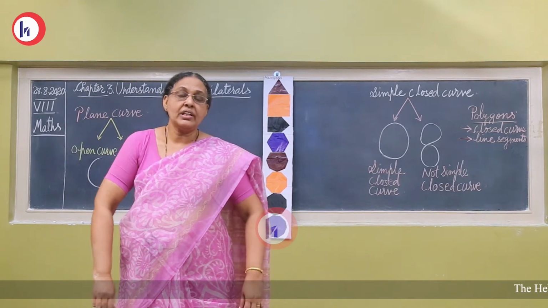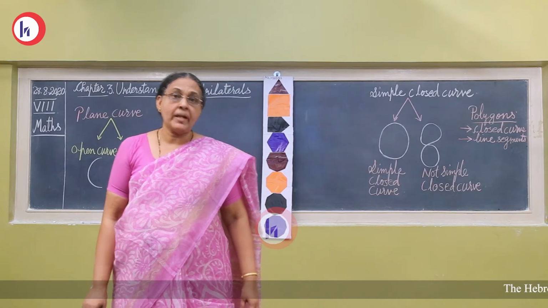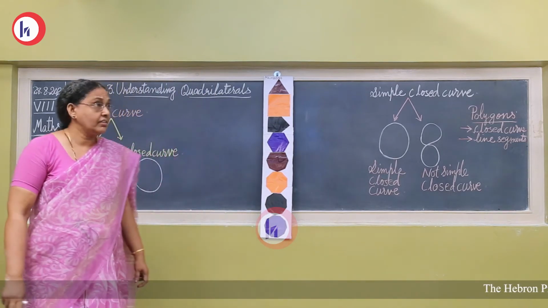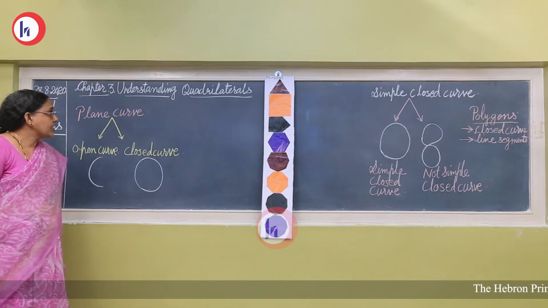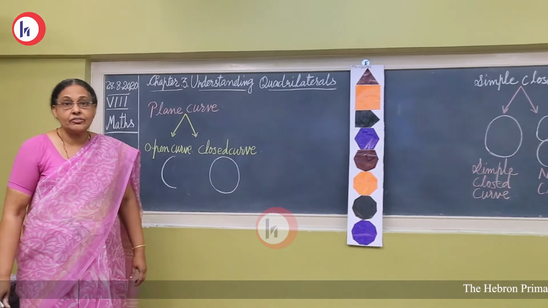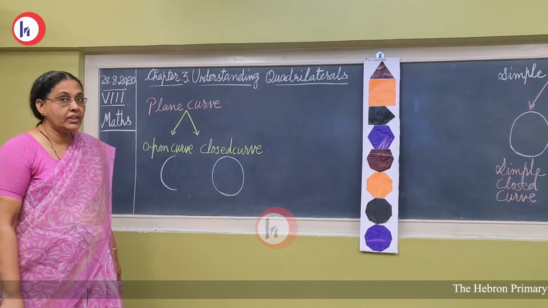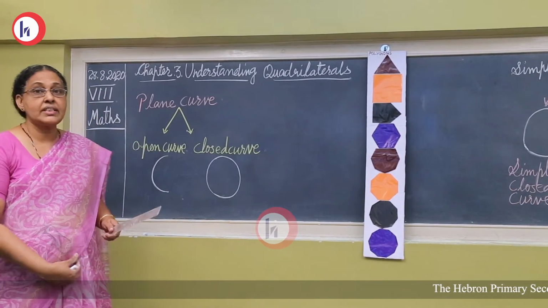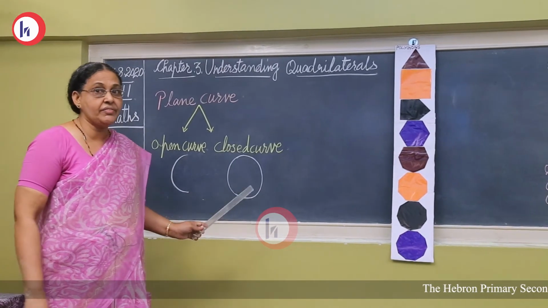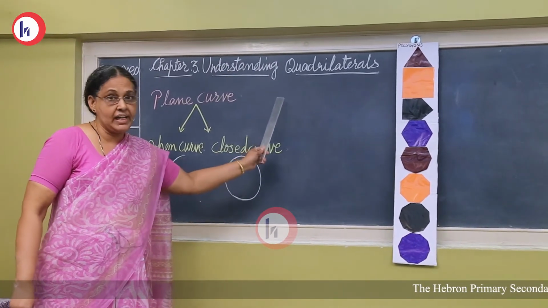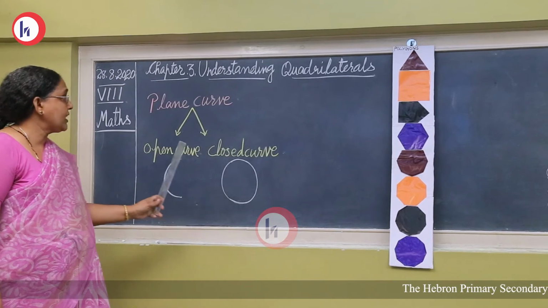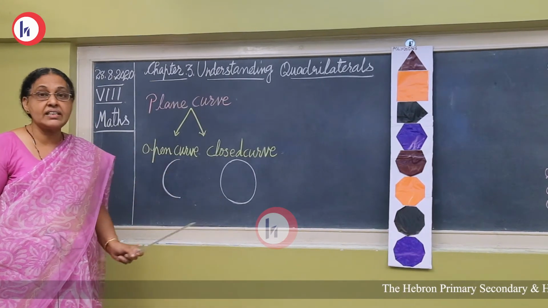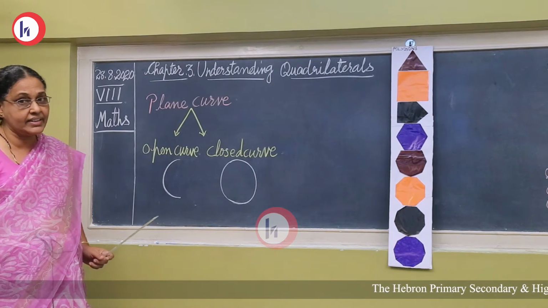And today we are going to learn a different chapter, from the geometry part. The lesson is Chapter 1, Understanding Quadrilaterals. Now, before learning the word quadrilateral, we have to learn some specific terms related to quadrilaterals. You can see that quadrilaterals are made up of plane curves.